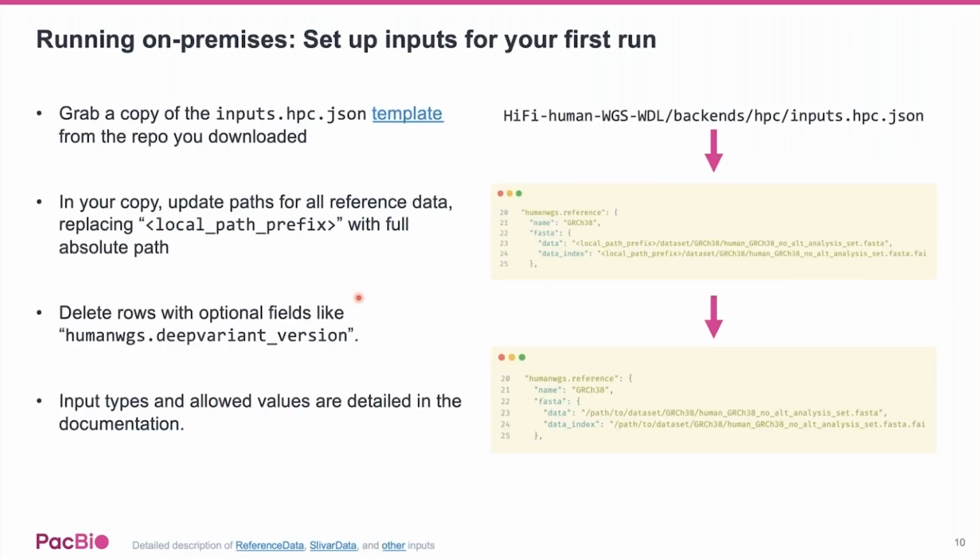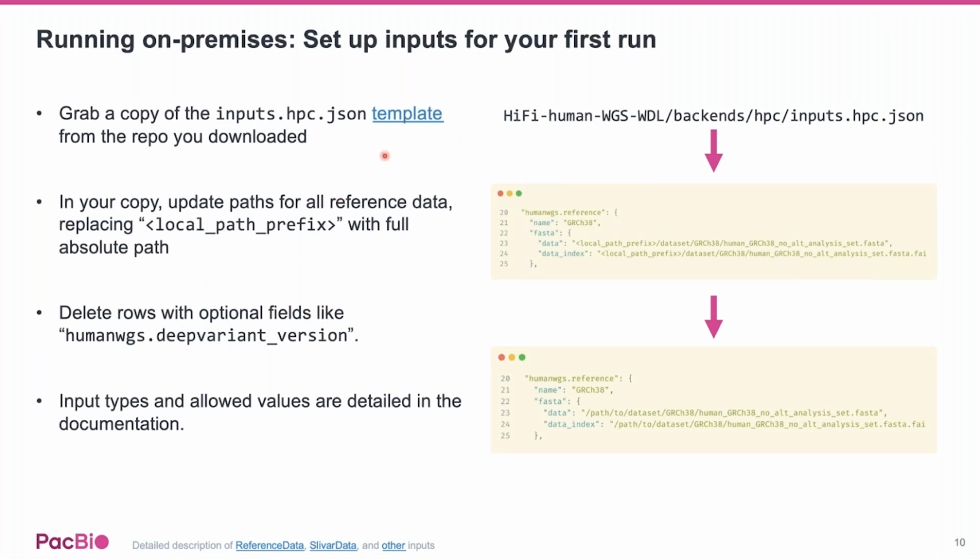Now that we have the reference data and some sample data, we need to prepare the inputs definition files, or inputs.json. You can grab a copy of this template from the repo you downloaded earlier at the path shown here on the screen. JSON files are a little picky, but you can find command line or web-based tools to verify that your file is a valid JSON file.